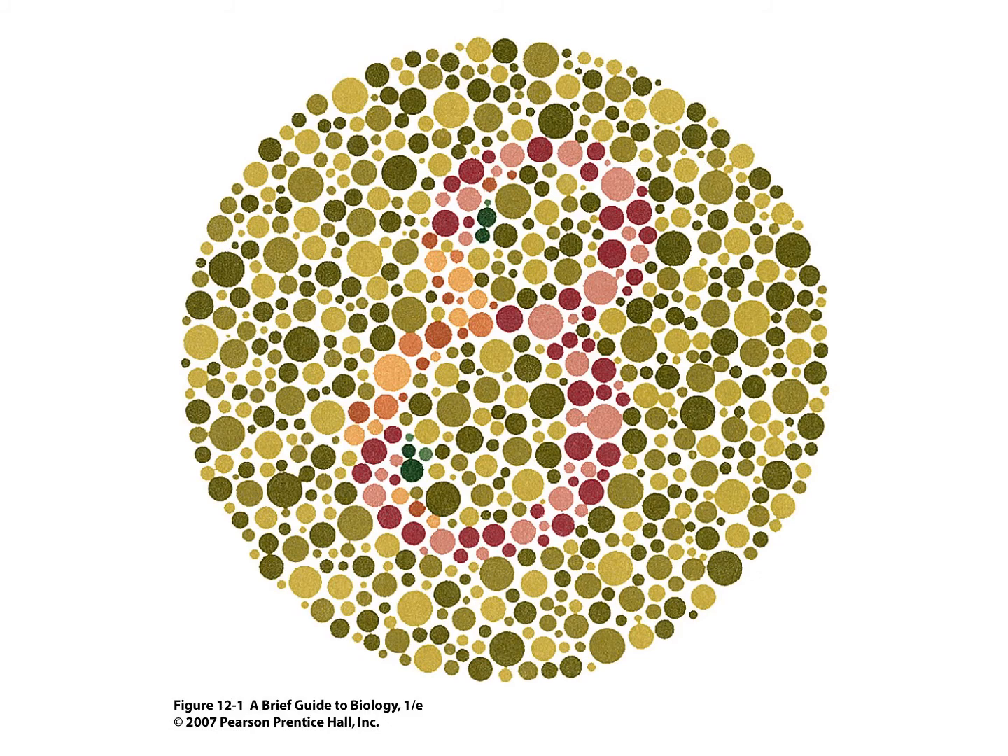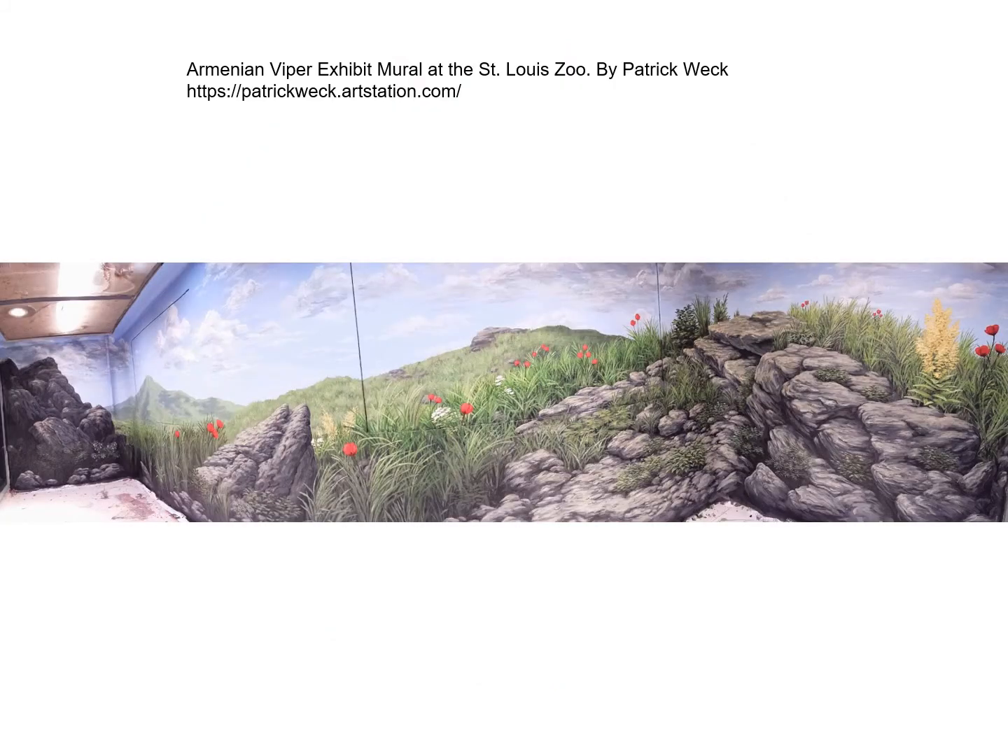Now, if you were colorblind, there is an occupation that might be somewhat impractical for you. And my son, the colorblind artist, right? So he paints, which can be a challenge if you're colorblind. One of his jobs is to paint murals at the St. Louis Zoo. And this is the Armenian viper exhibit he painted a few years ago. Beautiful work, huh? So looking at that, you wouldn't necessarily know he has a hard time telling red from green.